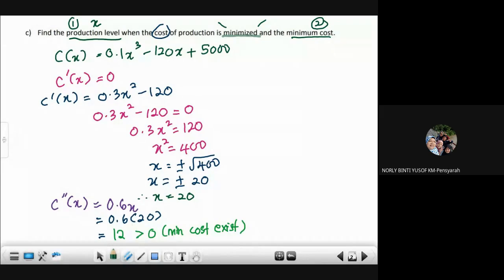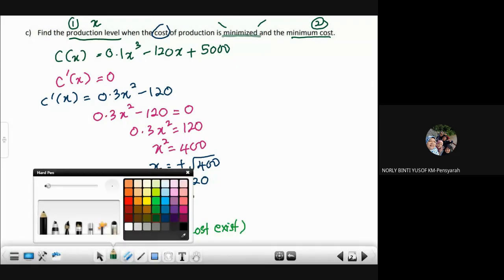Okay, tu baru menjawab production level. That means X equals to 20 unit. Tapi belum menjawab lagi the minimum cost. You dah buktikan that the cost production is minimized because the value of the second derivative when you sub the quantity 20 that you obtain, you got greater than 0. So satu lagi cari minimum cost.